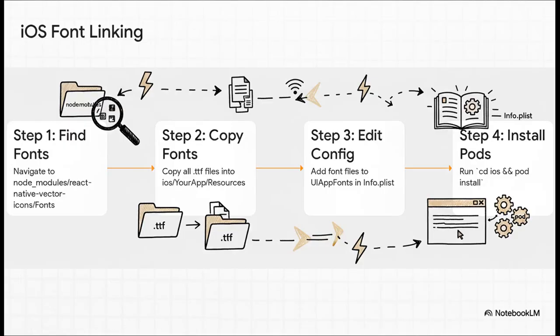And here's what that manual work looks like for iOS. Don't worry, it's a pretty straightforward 4-step recipe. First, we have to dig into our node modules and find the actual font files. Second, we copy those files directly into our native iOS project. Third, we have to tell iOS that they exist by editing a config file called Info.plist. And finally, we run pod install to link it all together.